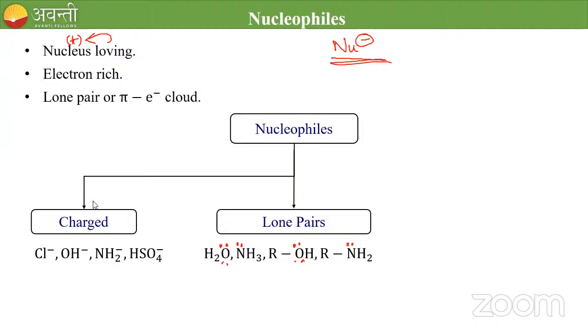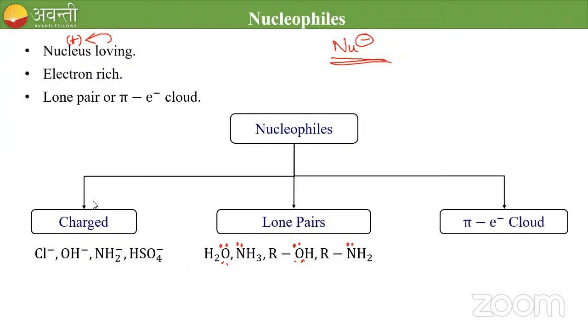They act as a nucleophile. The third type is the pi electron cloud containing nucleophile. The molecules which contain a pi bond fall under this category, that is, double bond and triple bond containing compounds. Through their pi electrons, they act as a nucleophile. Clear for all of you? Electrophiles and nucleophiles are just the opposite of each other. Any doubt?